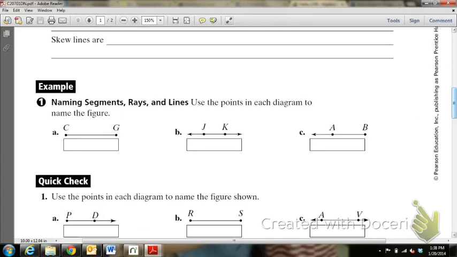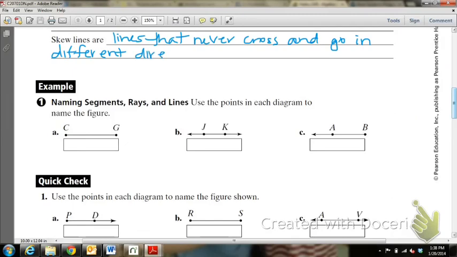All right, and the last one, skew lines, are lines that never cross and go in different directions. Sorry, that's supposed to say directions. Let's try that again. It's a little bit better. Okay, and this only happens on like a box. You need to have 3 dimensions.